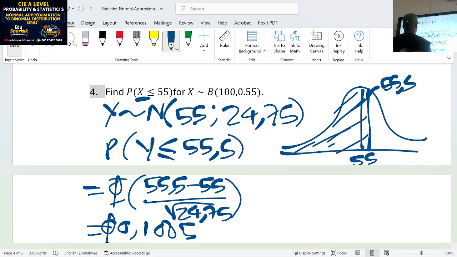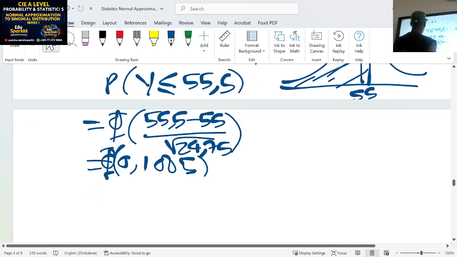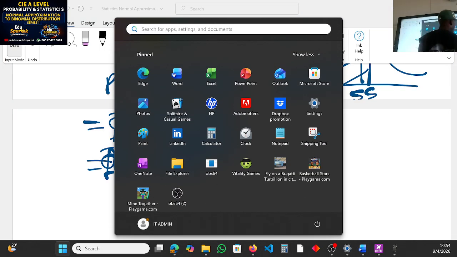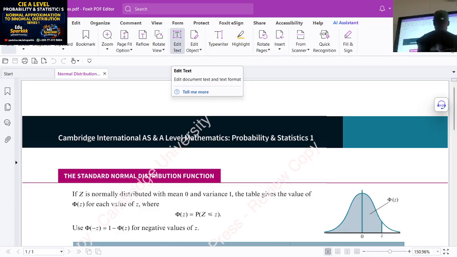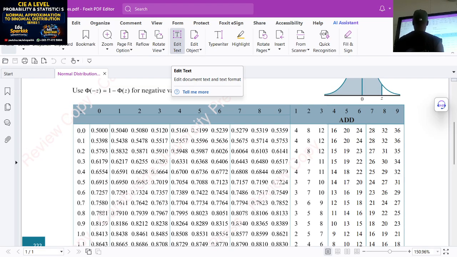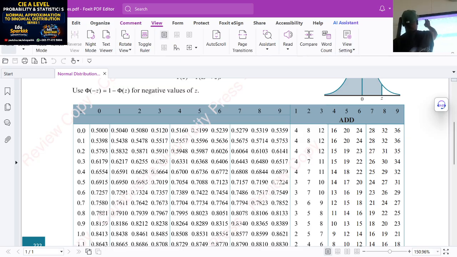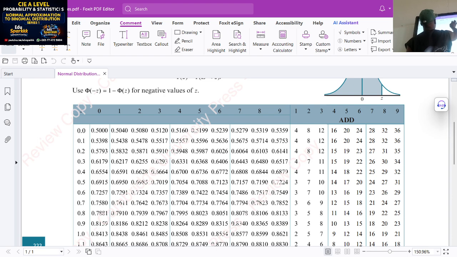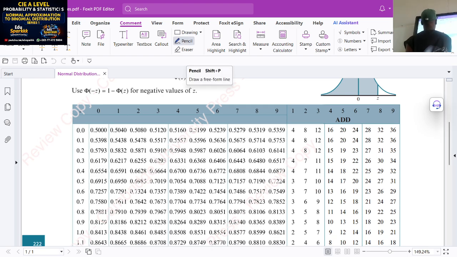0.1005, and there is a phi there. So this will give us our probability of interest. Let's bring our tables and check what we'll get from this: 0.1005. So there is 0.1, and then 0.10 is here. So I can pick my highlighter there to comment. Let's see. So 0.1005, it's going to give us a 1 there.